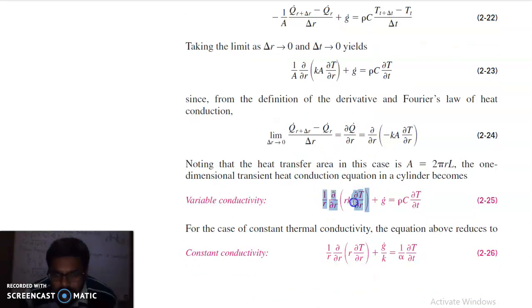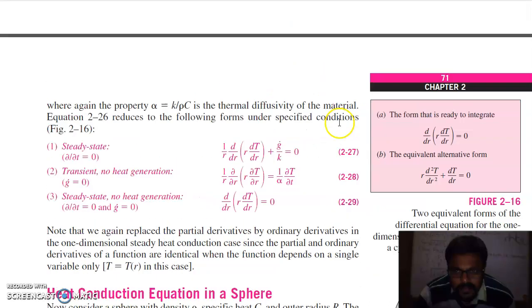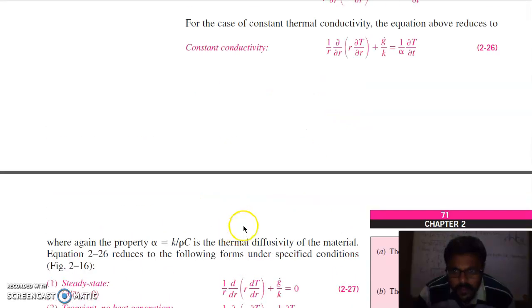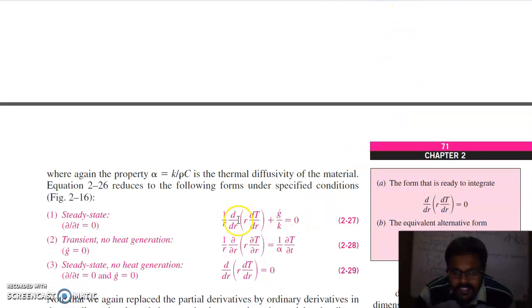So this is your equation for variable conductivity. If conductivity is constant, you can take K out of this bracket and the differential, and you will get this equation. This is for constant conductivity. Alpha is the thermal diffusivity. So when the equation is steady state, this term becomes equal to 0. You will get this equation here.